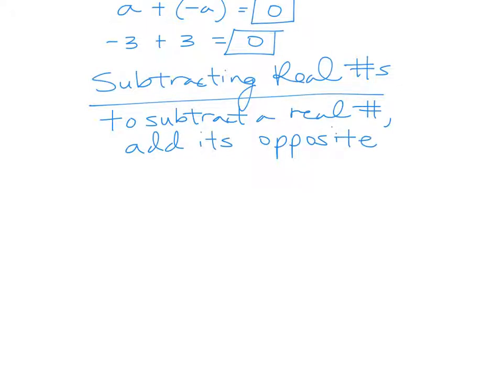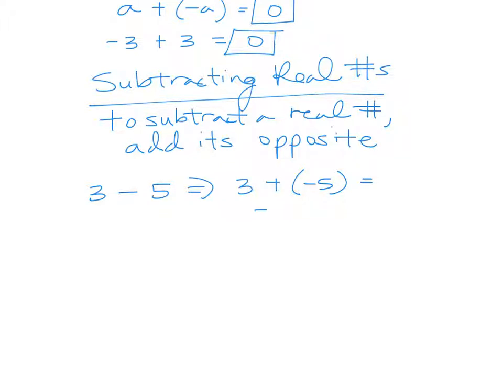Okay, to subtract a real number, you add its opposite. So if I'm doing 3 minus 5, instead of subtracting 5 from 3, what I can do is add the opposite of the number, right? So 3 minus 5 is the same as 3 plus a negative 5. And that you just learned how to do, right? So that's the beauty of it. If you turn it into an addition problem instead of a subtraction problem, you know how to do the addition problems.